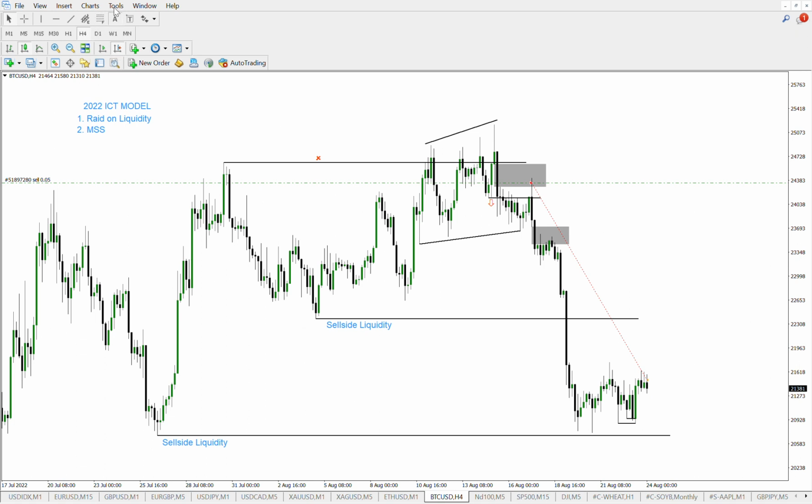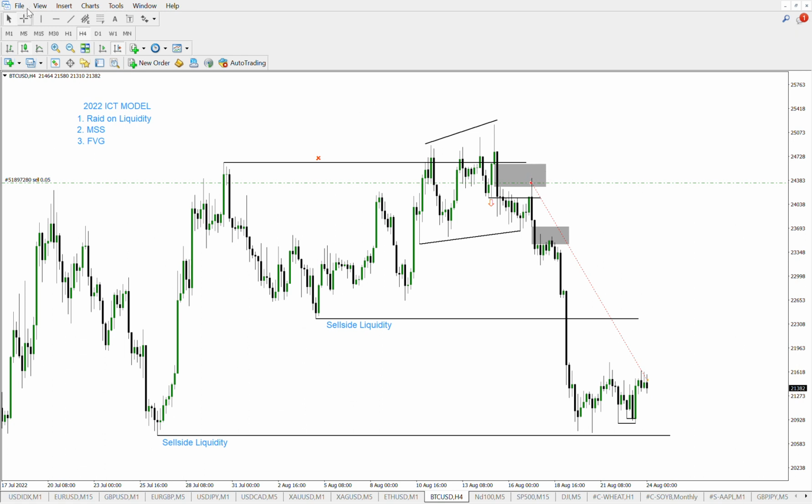Right, so the next thing in the ICT 2022 model is going to be the fair value gap. Fair value gap, order block. I like to use other PD arrays. I don't just use the fair value gap. I like to use other PD arrays as well. But just for this example, we have the fair value gap outlined. Okay, so when price came up into here, this is where I decided to go short.